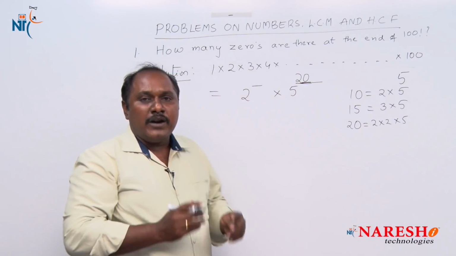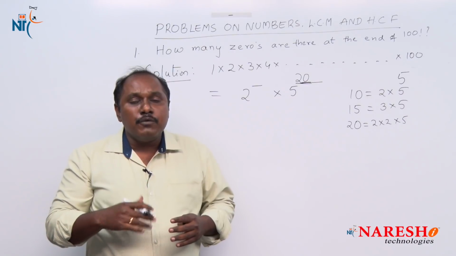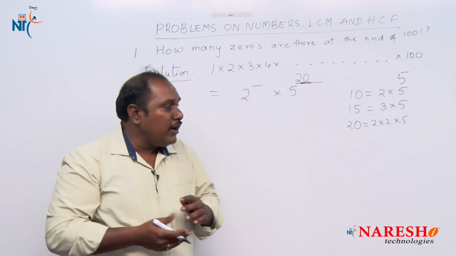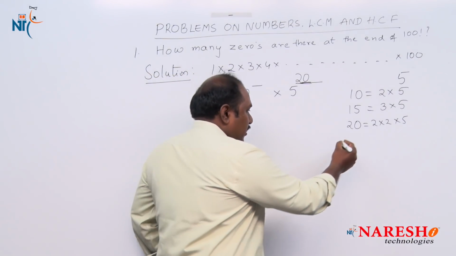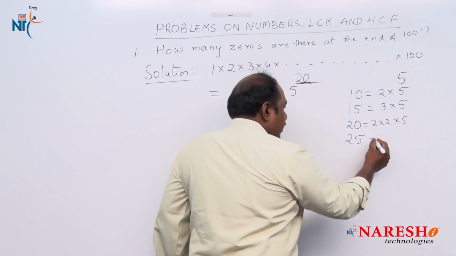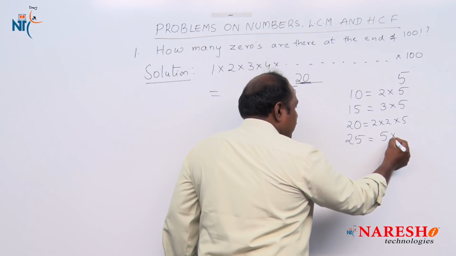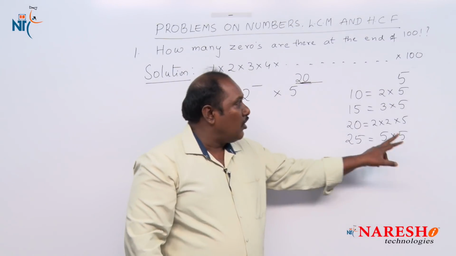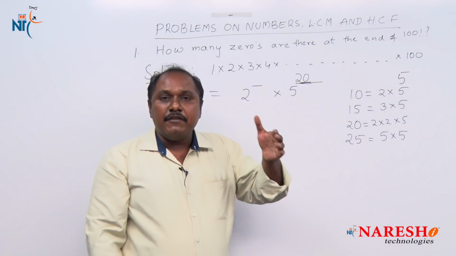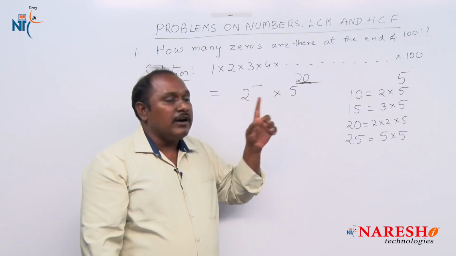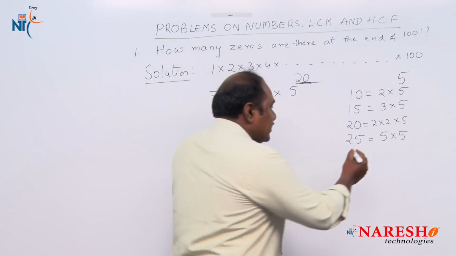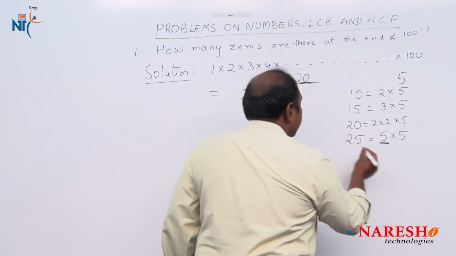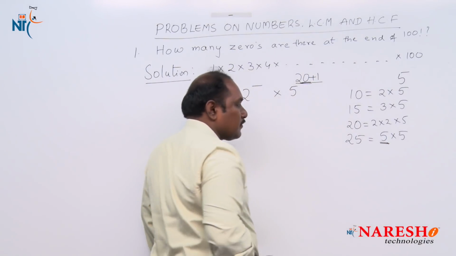Now along with this 20, we find a few more 5s. If you look at the next number after 20, it is 25. If I prime factorize 25, it is 5 into 5. Now one 5 is already counted in 20, because in every multiple of 5 we have counted one 5. But you can clearly see there is one extra 5. So I need to add 1.